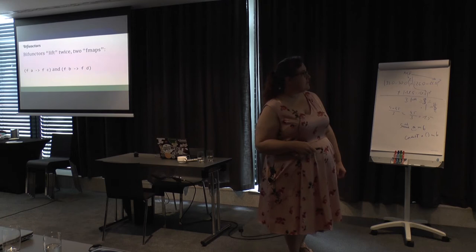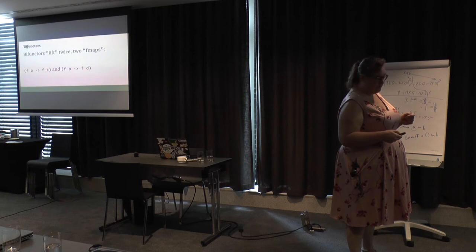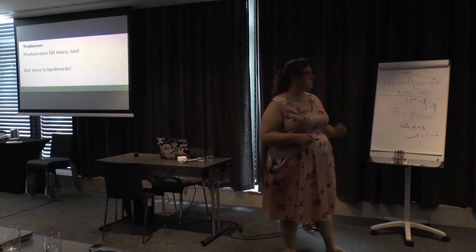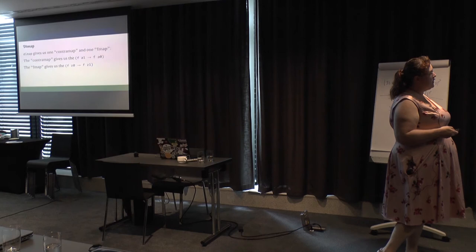All right, so bifunctors lift twice, like two fmaps. We get an FA to FC function and an FB to FD. Profunctors lift twice too, just one time is backwards. So dimap kind of gives us a contramap and an fmap instead of bifunctor's two fmaps. The contramap gets us from A1 to A0, and the fmap gets us from Z0 to Z1.